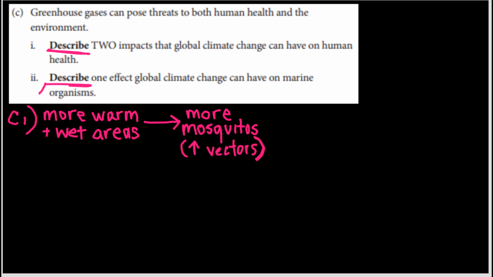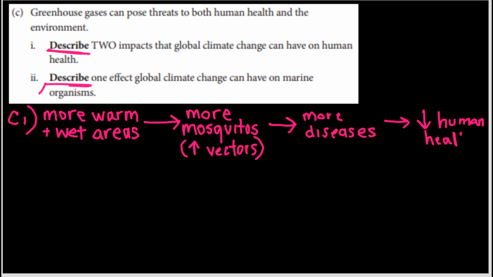Right, and that's a problem because then we're going to have more diseases. Okay, you were wondering where I was going with this warm and wet climate and mosquitoes. Well, here it is. We're going to have more diseases, and more diseases will negatively affect human health. Okay, so that's my favorite. How does climate change affect human health?